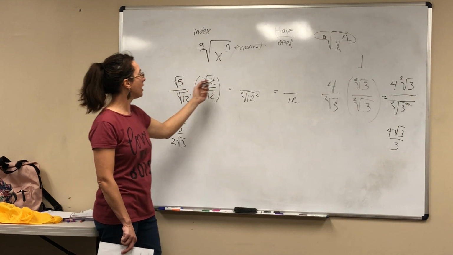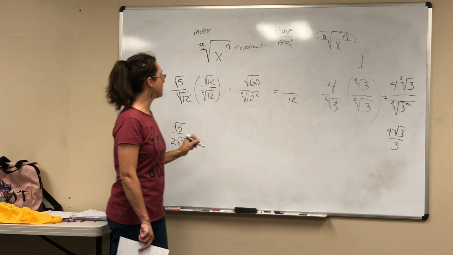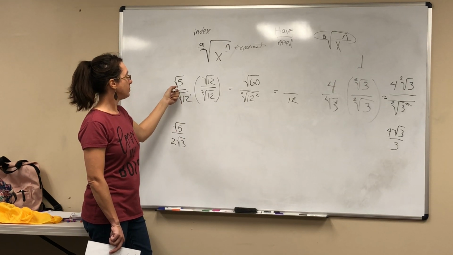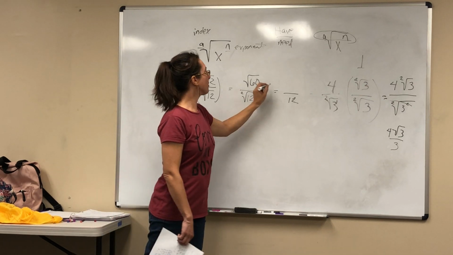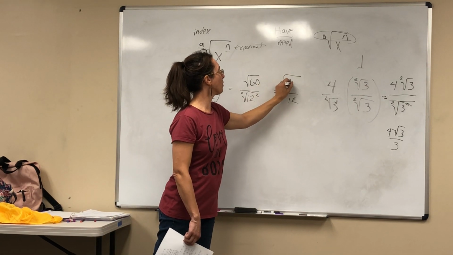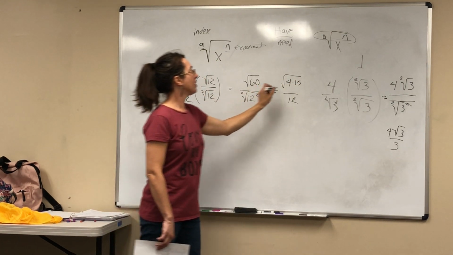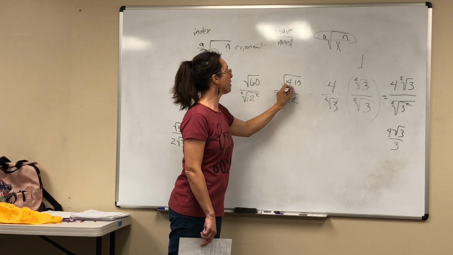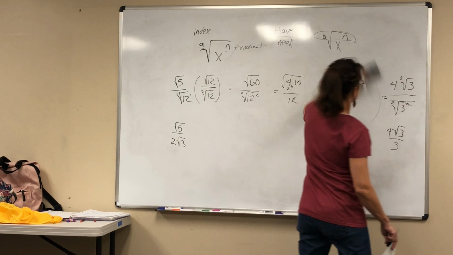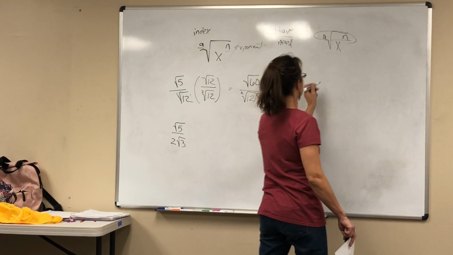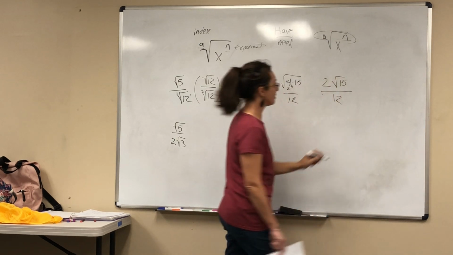And on the top, we have the square root of 60. Do you want to simplify that? Yeah. The square root of 60 is the square root of 4 times 15. The 4 can go out. The 4 is really 2 squared, right? So I'm going to move a 2 out. So now I have 2 square roots of 15 over 12.